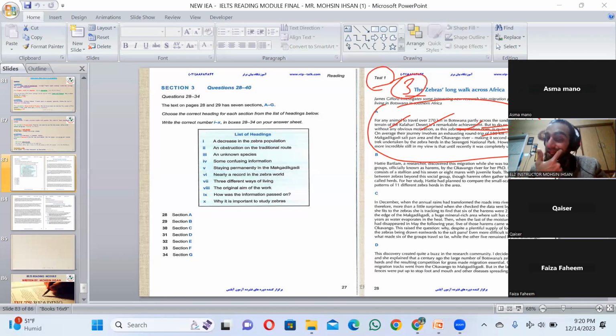Reading passage number 3, it is also a little bit challenging by the way. Now let's see further. Till here we studied that there would be a good achievement if any animal would travel 270 kilometers of Kalahari Desert. So this is the information you studied.